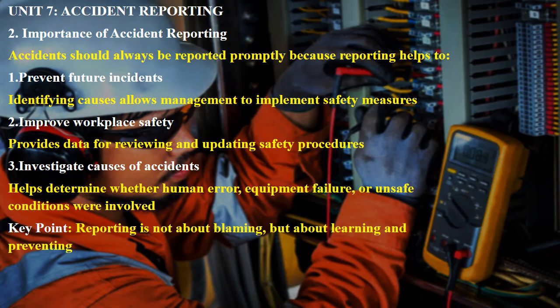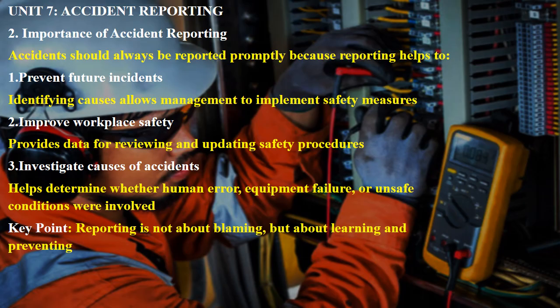Okay, the last unit, accident reporting. Importance of accident reporting. Accidents should always be reported promptly, meaning in a timely manner, because reporting helps to, one, prevent future incidents. Identifying causes allows management to implement safety measures. Two, it helps to improve workplace safety, provides data for reviewing and updating safety procedures. Three, investigate cause of accidents, help determine whether human error, equipment failure, or unsafe conditions were involved. Key point: reporting is not about blaming, but about learning and preventing.